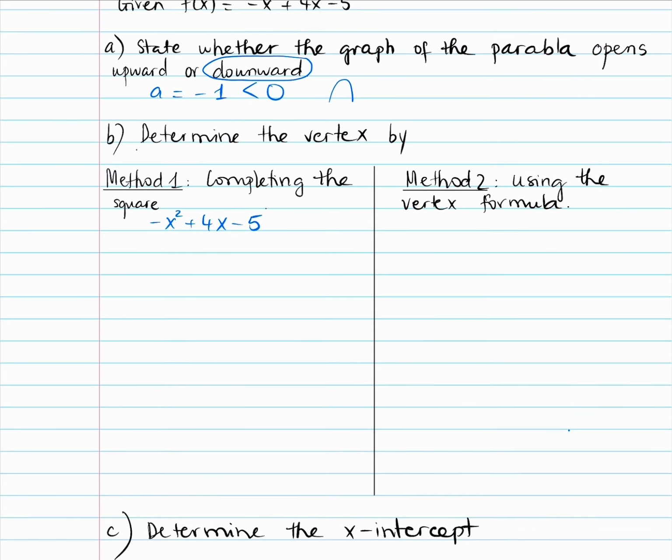The first step we want to do is to look at the two variable terms, and we are going to factor out the leading coefficient a. So the coefficient a here is -1. Factoring -1, I should have x squared minus 4x in parentheses, and then just bring down the -5.